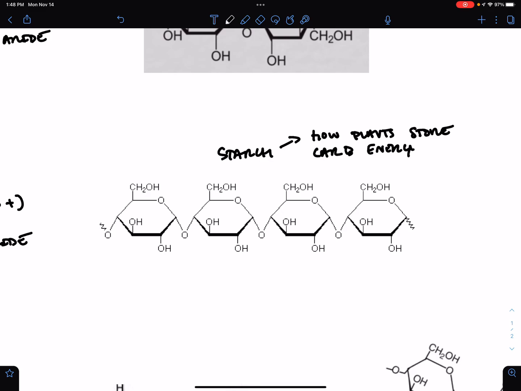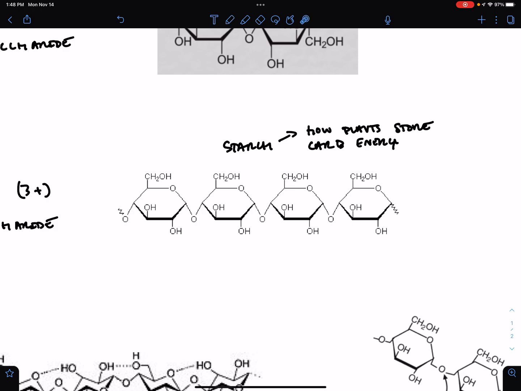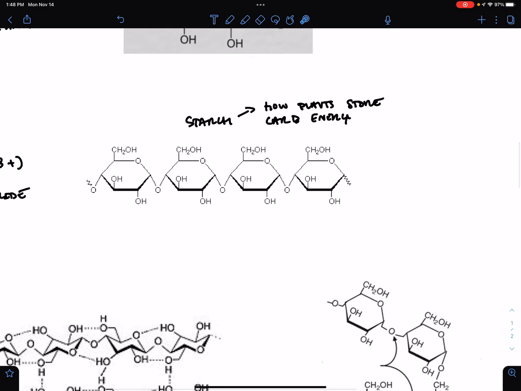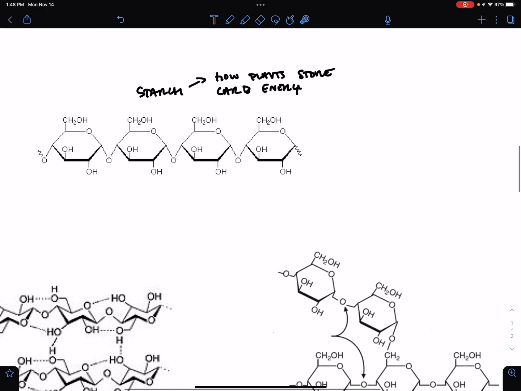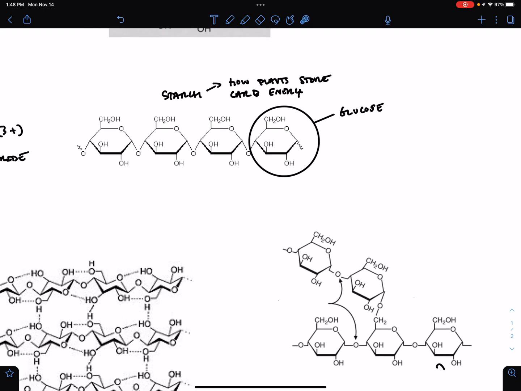So if you look at any storage facility for plants that's storing carbohydrate energy for them, they will be starchy substances. For example, potatoes are chock-full of starch, as they are an energy storage facility for the plant. Okay, so this polysaccharide starch is actually composed of a bunch of glucose monomers. So this is one monomer of glucose, and they're all strung together to make the polysaccharide.